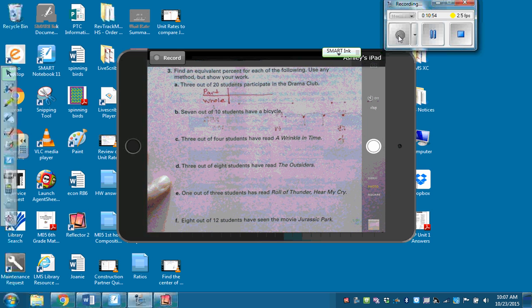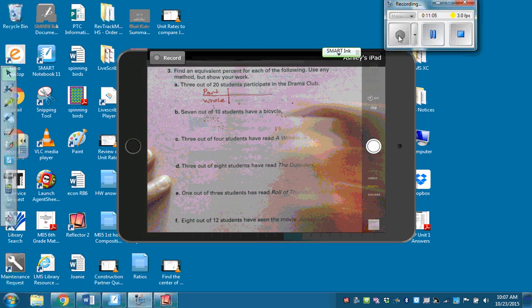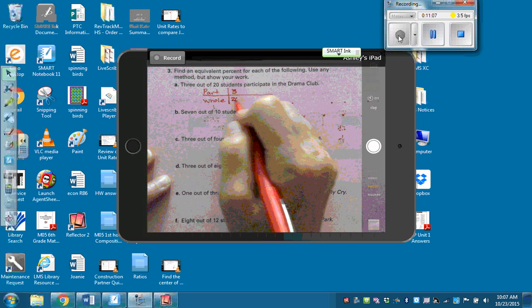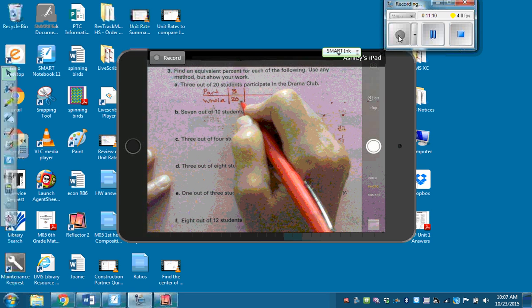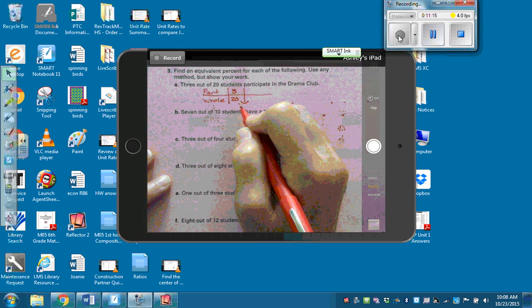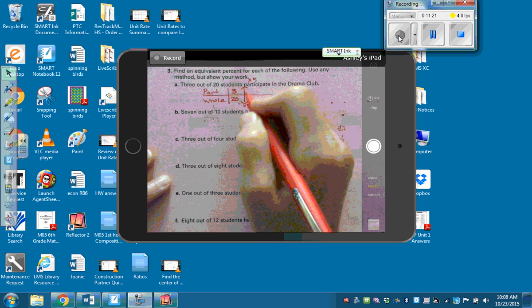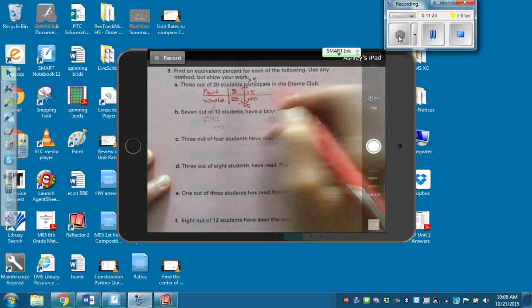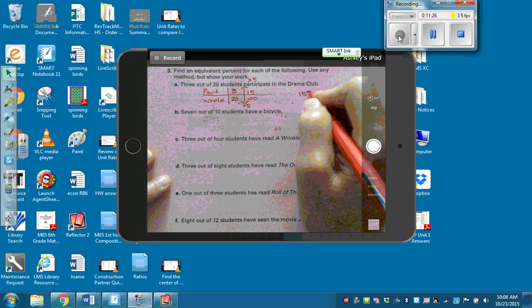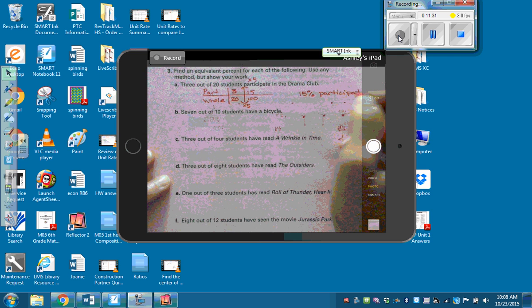Part A, 3 out of 20 students participate in drama club. So what's the 3? The 3 is the part. Uh-huh. And what's the whole? 20. 20. And if I want to get to percent, I need per what? So what's a way to get to 100? Multiply by 5. Perfect. Times by 5. 15. 15 up here, that's correct. 15, 100. So 15 per 100. And 15%. So 15% participate in the drama club, right? You could just say 15% participate.